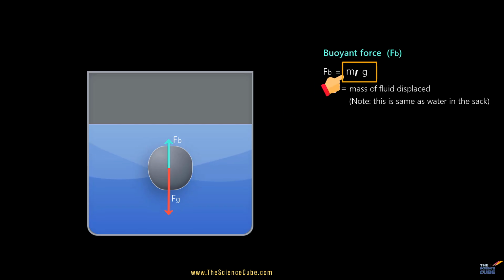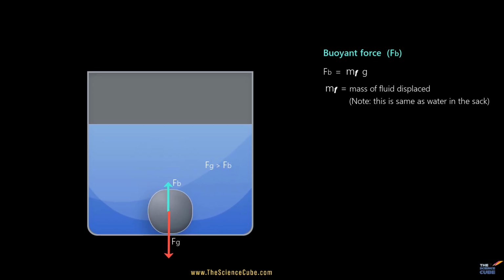But the difference here is that the stone will not be in static equilibrium like the water sack. And the reason for it is, we know the stone is much heavier. But in the language of physics, we say that now the downward gravitational force on the stone is greater than the magnitude of the upward buoyant force on it. And as a result, the net force points downwards, and the stone therefore accelerates towards the bottom.